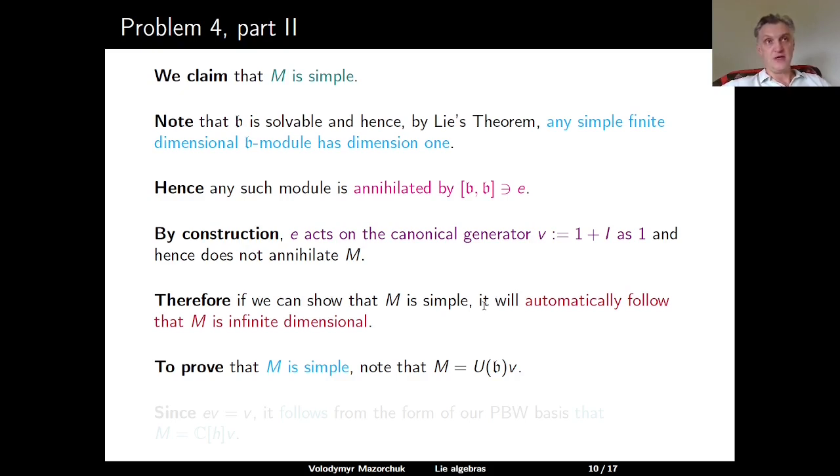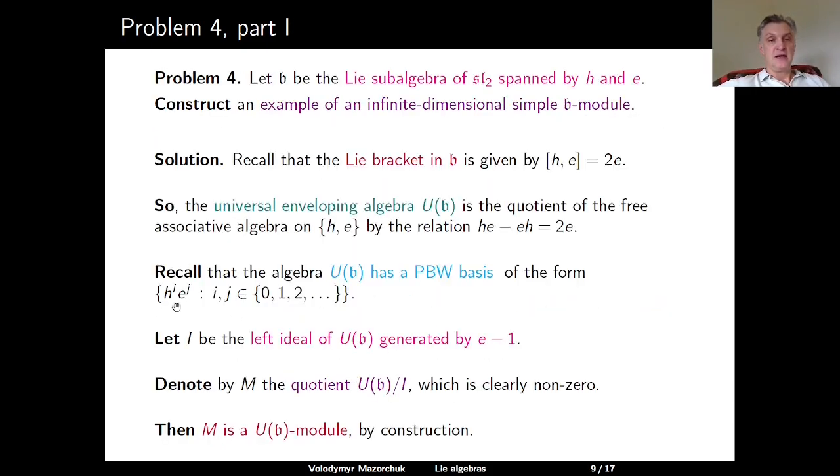That's because U of B is generated by the identity. Since E times V is equal to V by definition, it follows from our PBW basis that M is equal to the application of the universal enveloping algebra of H, which is the same as the polynomial algebra of H, to V. Because in our basis, any element is H to some power times E to some power, and if we delete all the powers of E, what remains is H, and nothing more.